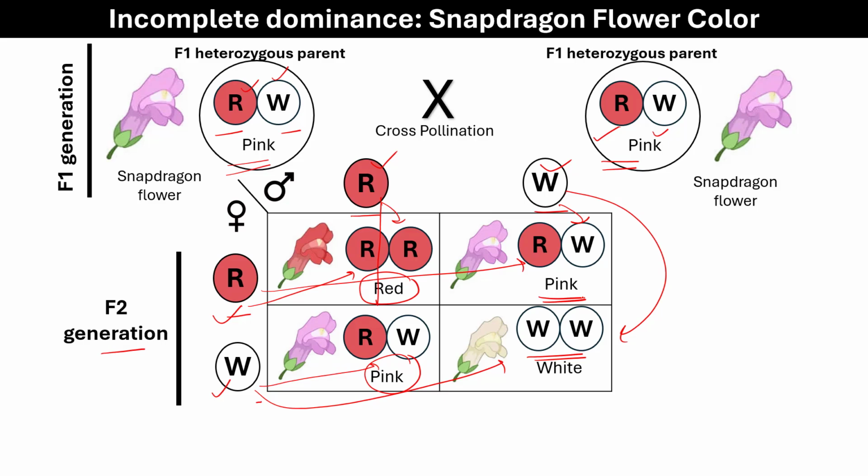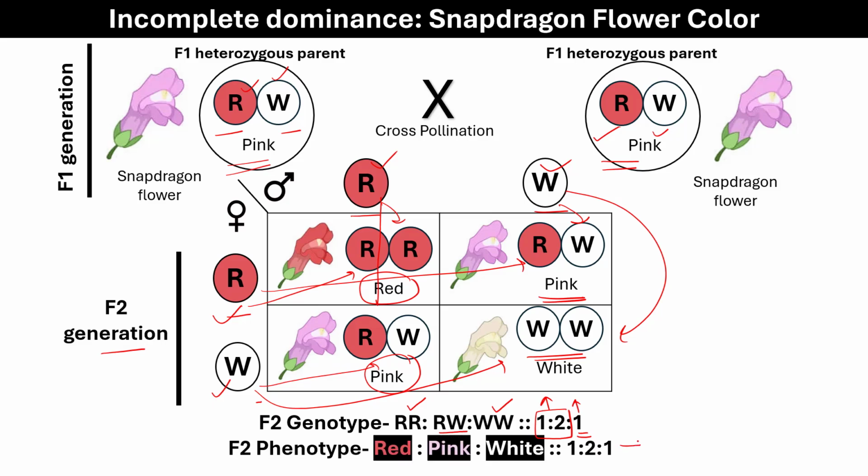So let's look at the F2 generation ratios. So genotypic ratio is you have one RR, one WW, and two RWs. So when you had complete dominance, this would give you one character and this would give you the recessive character. This will give you dominant and this will give you recessive character. But here there is no complete dominance. It's an incomplete dominance. So the phenotypic ratio is again 1:2:1. It's the same as the genotypic ratio here.